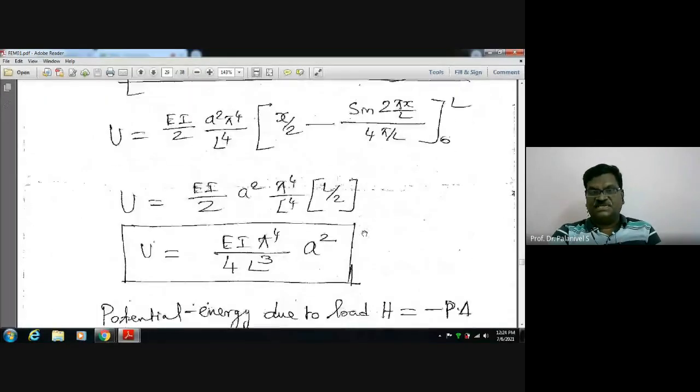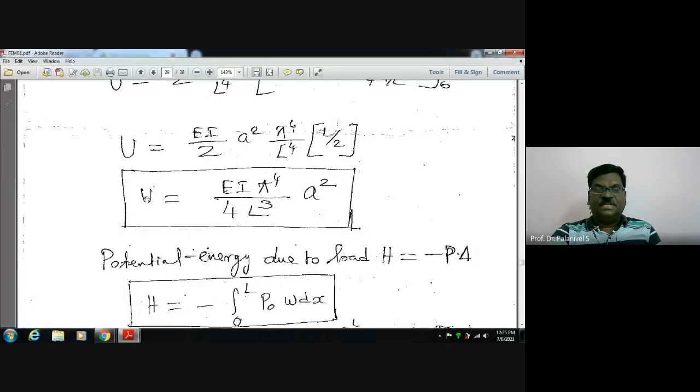These are the concepts of the subject. So the internal work done, the work done by the internal forces, the stresses, is obtained as EI pi power 4 divided by 4 L cube into A square. My intention is to determine an expression for A; that we will do later. Next time I will finish this.